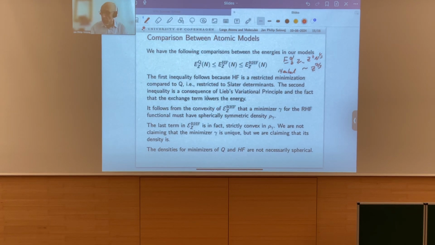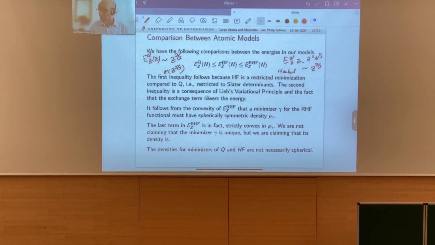So if you do E^QM of Z, this behaves like Z to the 7/3. I will explain that later on. And in fact, the error that you have in these approximations is little o of Z to the 5/3. This is very difficult to prove. I'll not get there. I'll try to discuss the little o of Z squared.